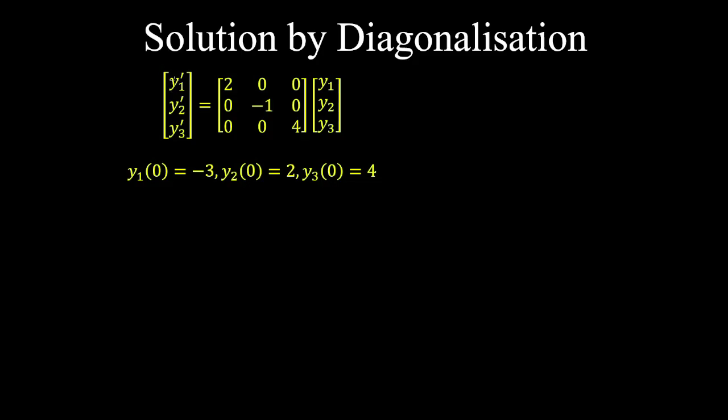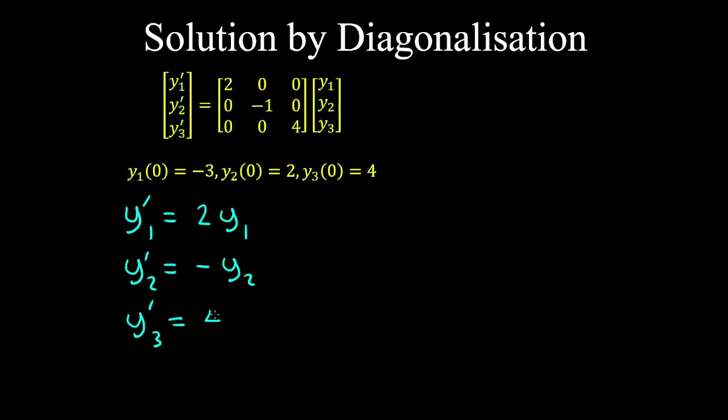Consider this first order linear system. Well, because the matrix of coefficients is diagonal in this case, we have three independent equations. y1 dash is 2y1, y2 dash is minus y2, and the derivative y3 dash is 4y3. And now you can apply these initial conditions to solve each differential equation individually.